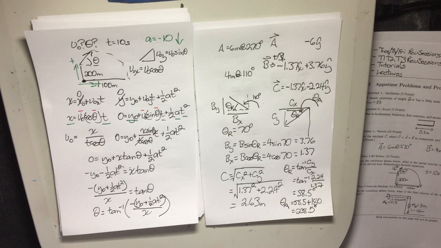That's why. Had I chosen the origin to be the launch point, then Y naught and X naught would be 0, and Y final would be negative 200. So it all depends on your choice of location.